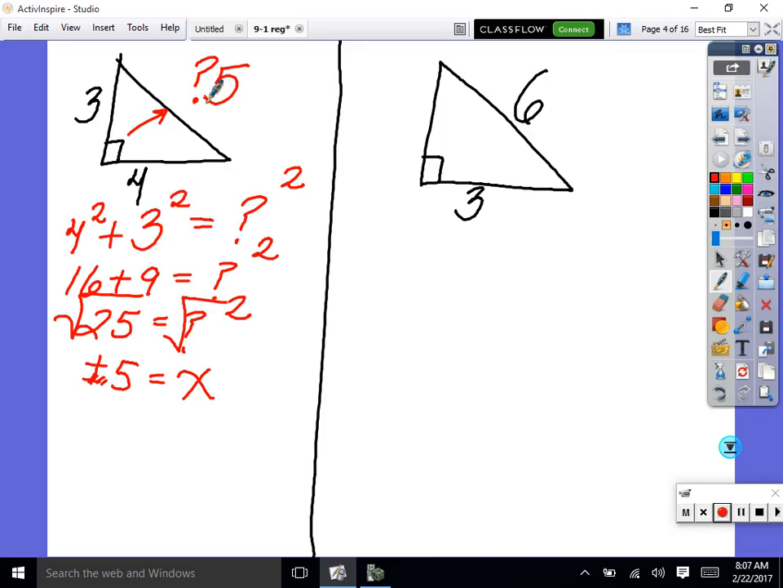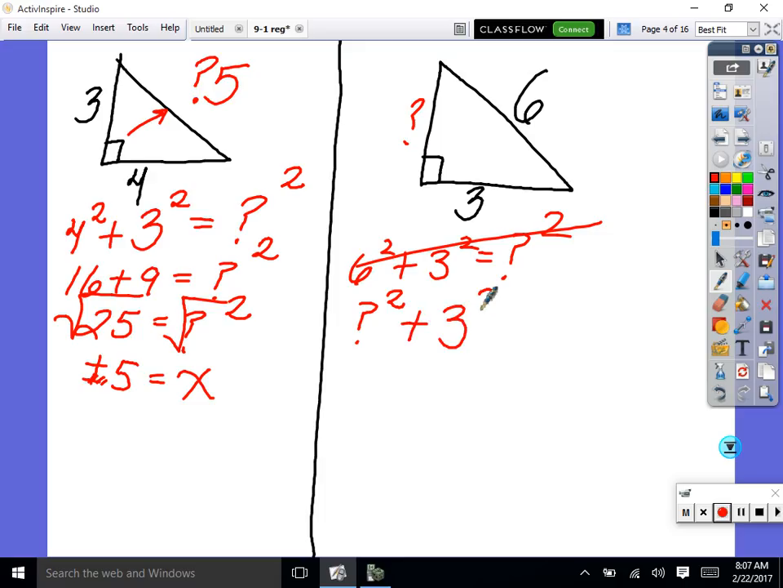All right, now let's look at this one. This is what I see people do, and it's wrong. They go, oh, 6 squared plus 3 squared equals question mark squared. That's not how the Pythagorean theorem works. It's side 1 squared, so we're going to call that question mark, right, everybody, or 3 or whatever. So question mark squared plus the other side squared, which is 3, equals the hypotenuse, so 6 has to go on this side of the equal sign.